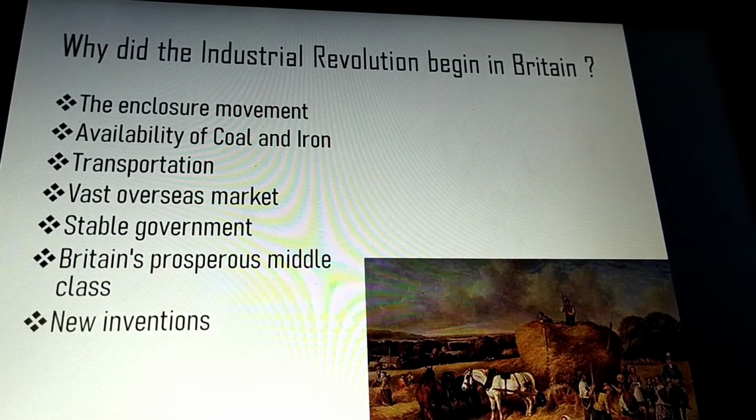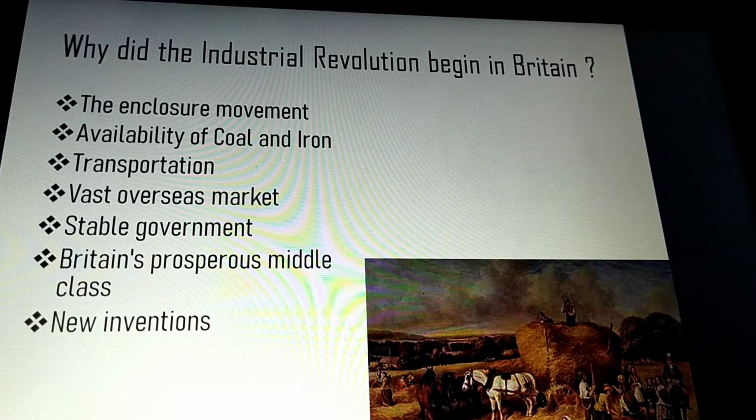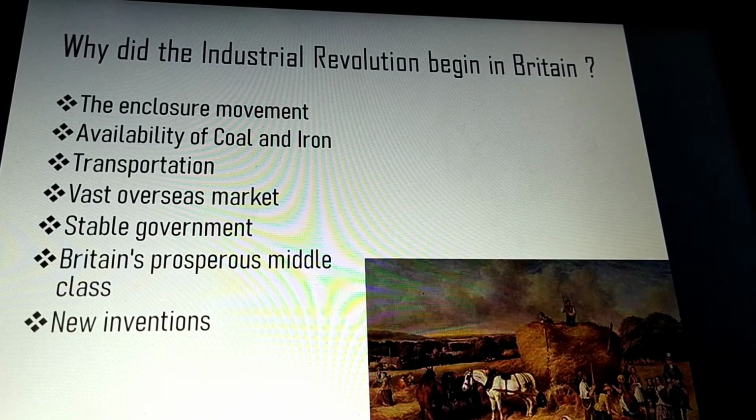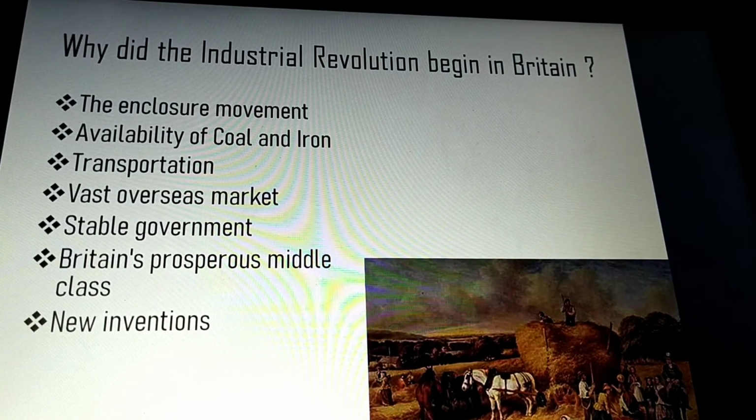Then, stable government. The stable government in Britain resulted in stability in administration. Traders and manufacturers could now work freely. Then Britain's prosperous middle class, the rising class of entrepreneurs and businessmen, invested in new businesses and factories.